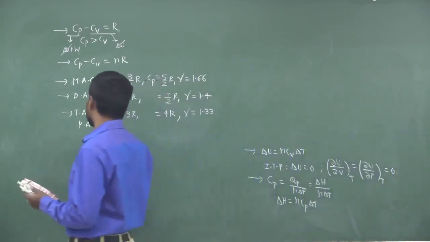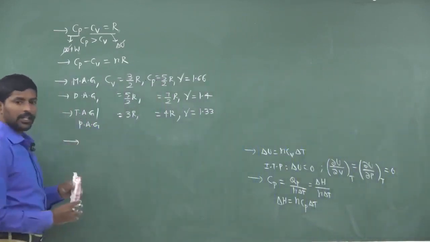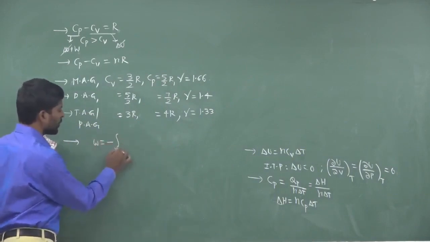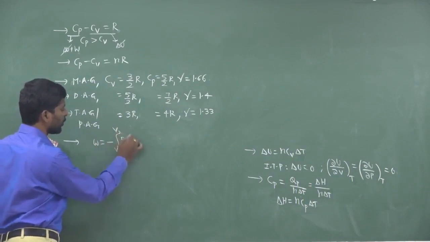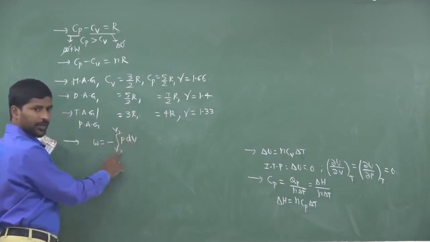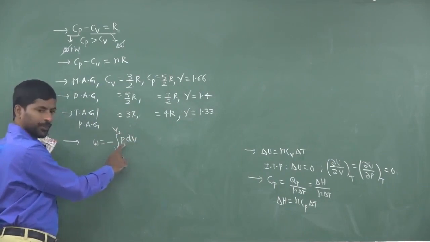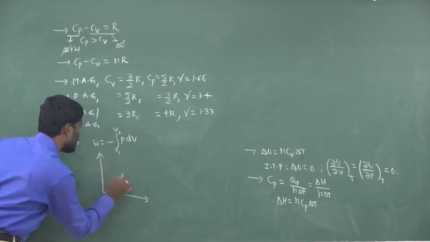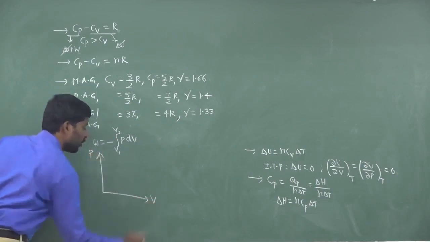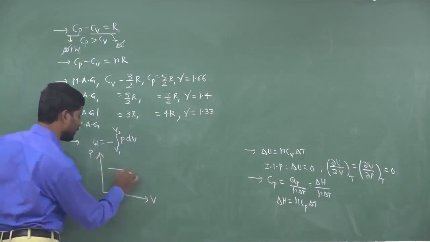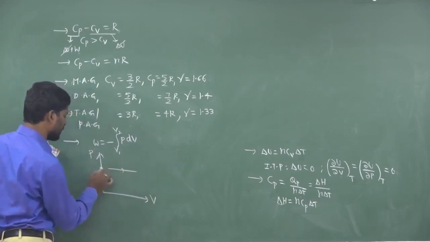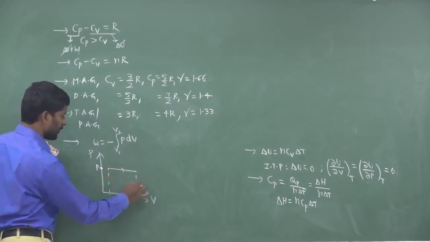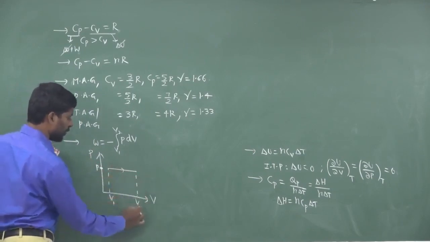Next we discuss calculation of work done by the graphical method. If the system is changing from V1 to V2 against a pressure of P, then we can calculate that graphically by taking a graph of pressure versus volume. Let us consider a constant pressure. This is the pressure, and against this pressure the expansion is occurring from V1 to V2.